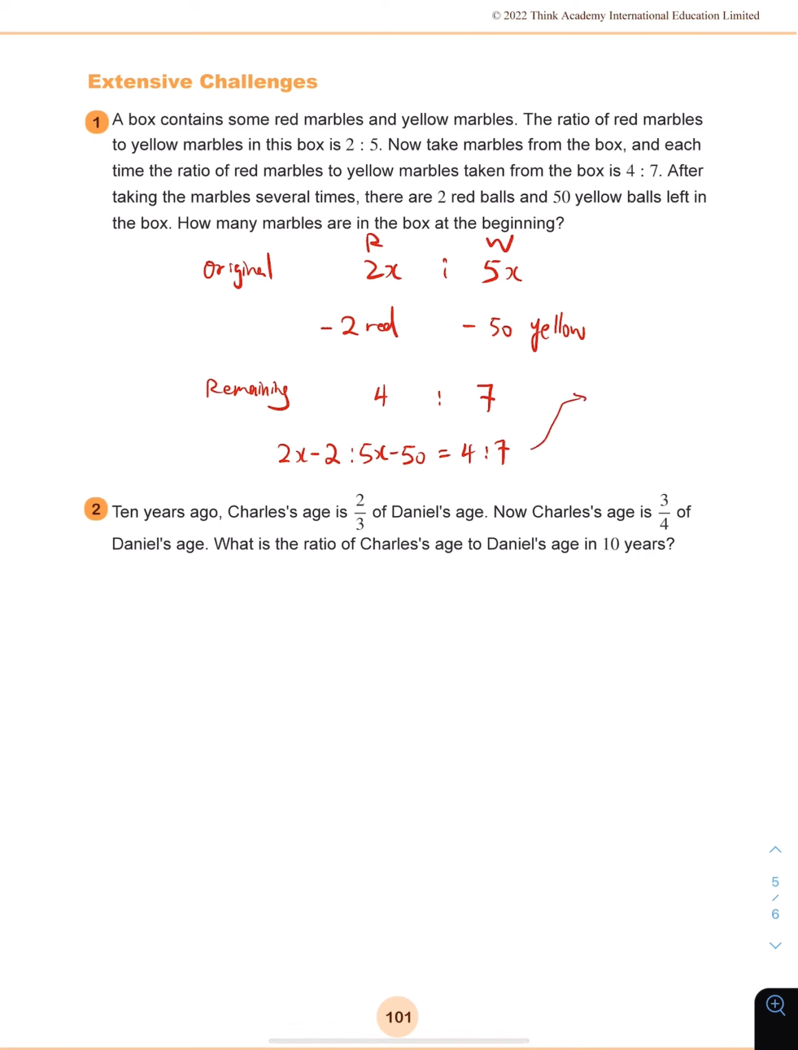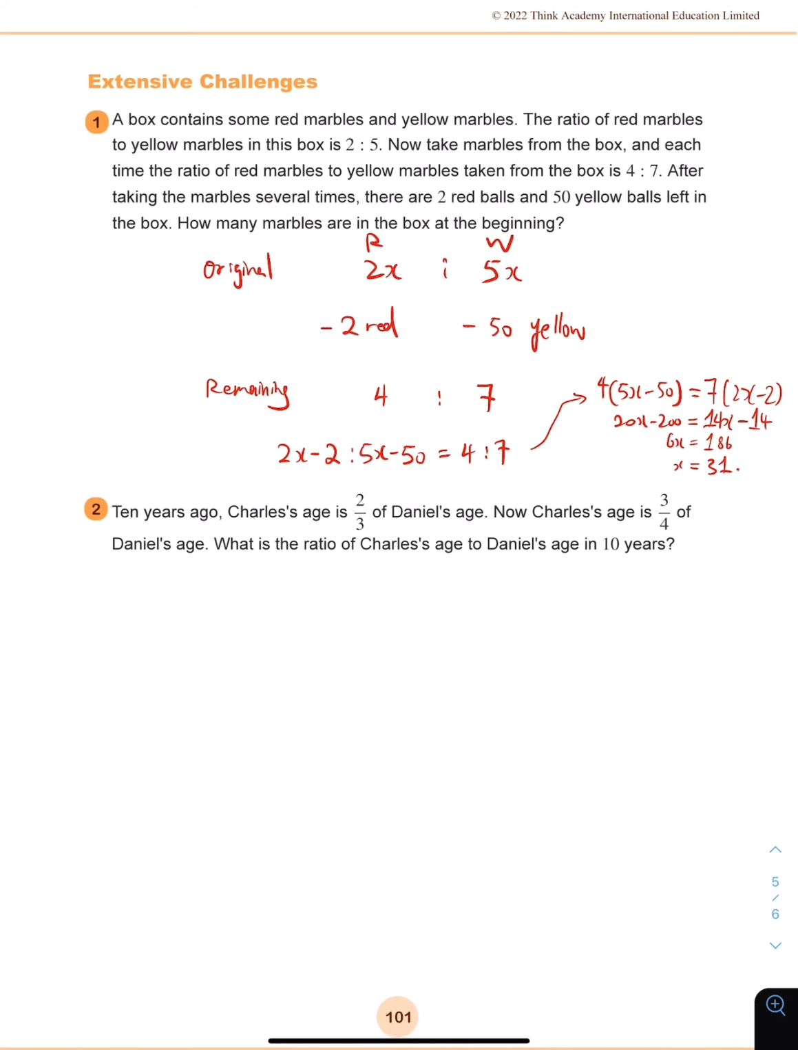4 times 5x take away 50 is equal to 7 times 2x take away 2. Which means that 20x take away 200 is equal to 14x take away 14. Which means 6x is equal to 186, and x would be equal to 31.